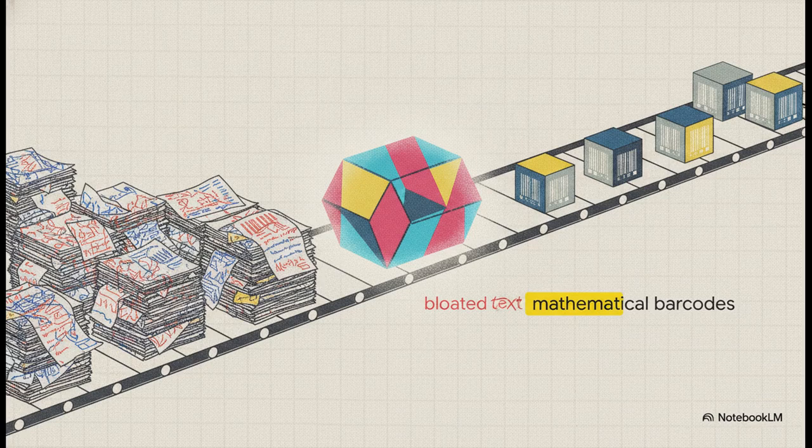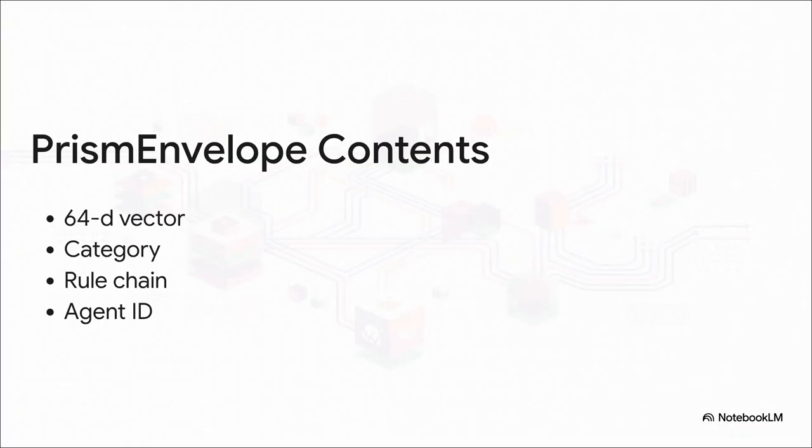But when it's time to actually hand off the work to the next station, it just passes along a compact mathematical fingerprint instead of the entire transcript. That barcode is what's called a Prism envelope. Let's walk through what's actually inside it.